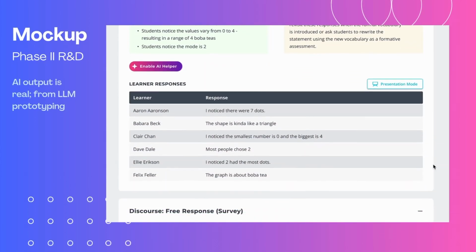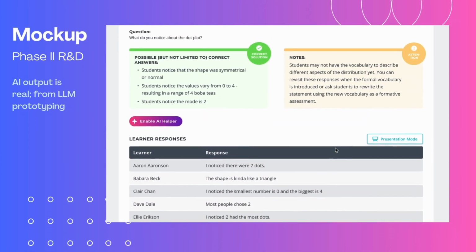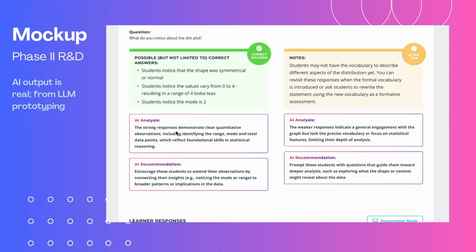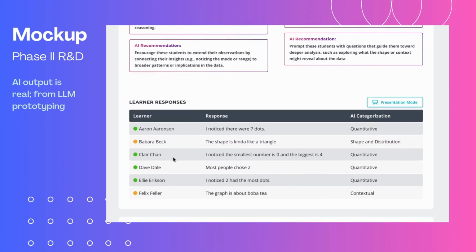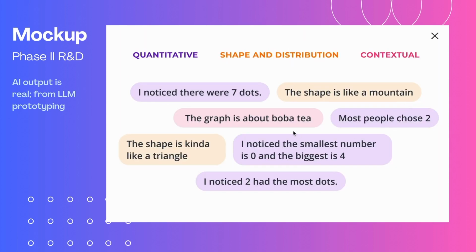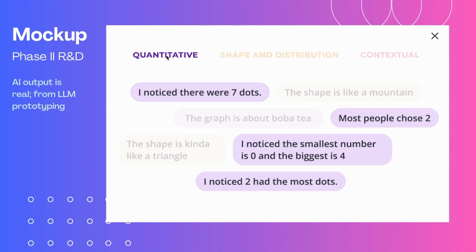After class, the teacher is able to review student responses, with AI helping to summarize the themes that emerged. For example, here students mostly noticed numbers of dots or values and wondered about the validity of the data. At the beginning of the next class period, she uses the presentation mode to show these responses to students and engage in deeper math discourse.